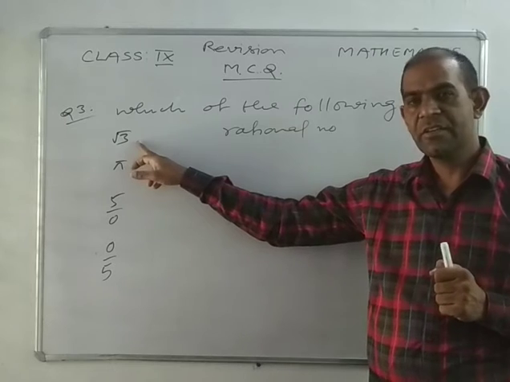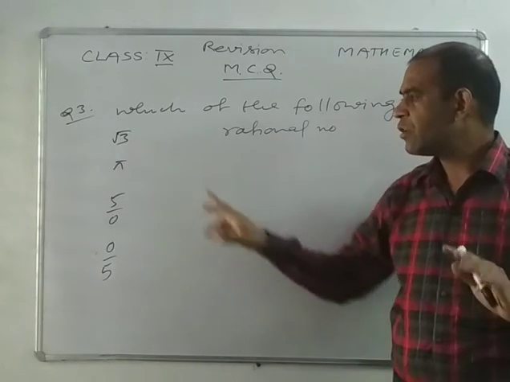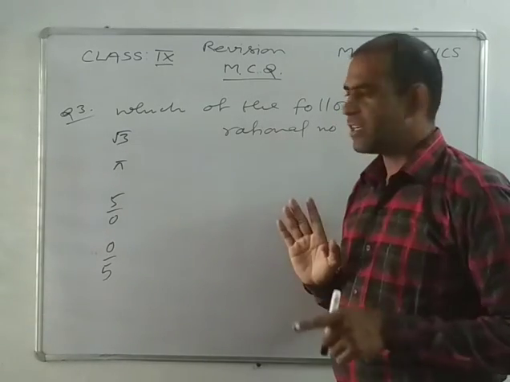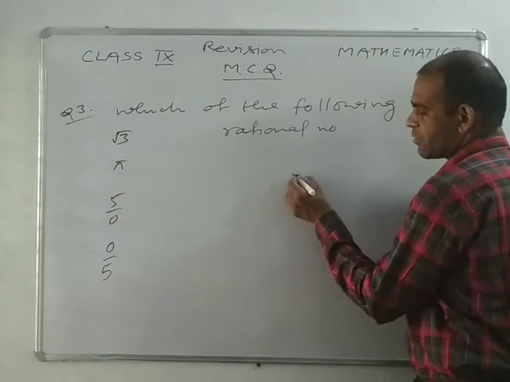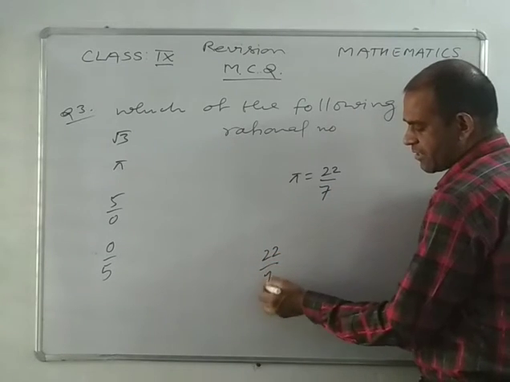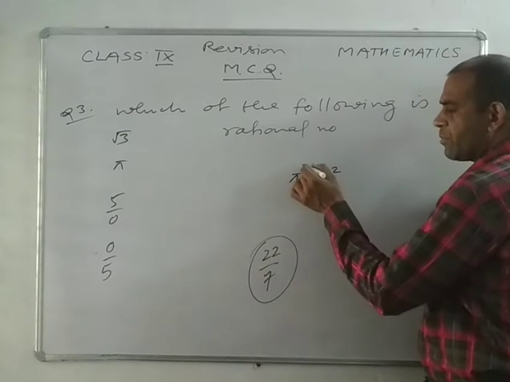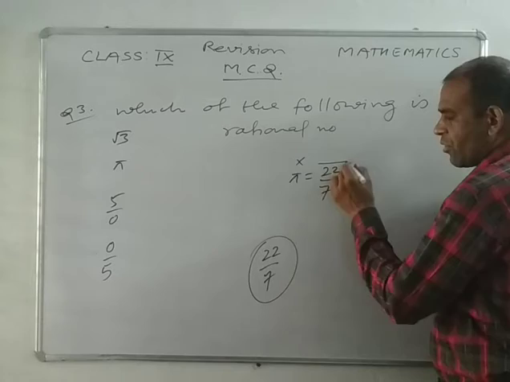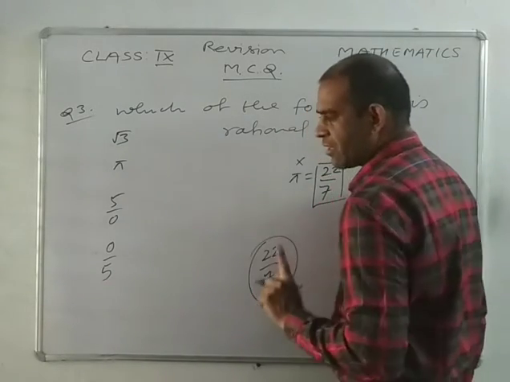So root 3: square root of any prime number is irrational. Pi is irrational. The value of pi is 22 by 7, but it's not an exact 22 by 7. 22 by 7 is a rational, but pi is not rational because it's not the exact value of 22 by 7. So both are not rational.